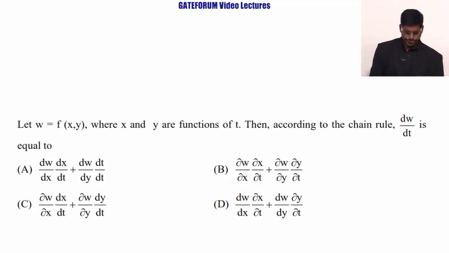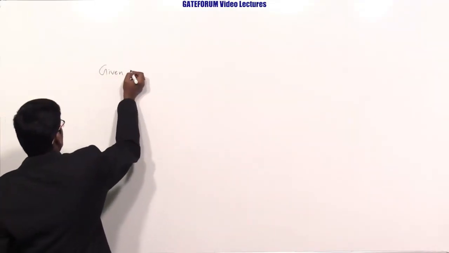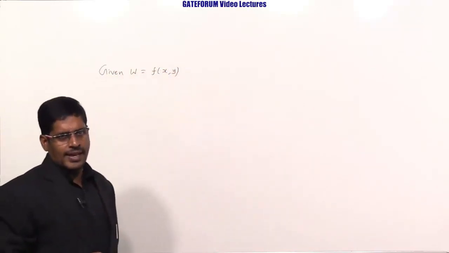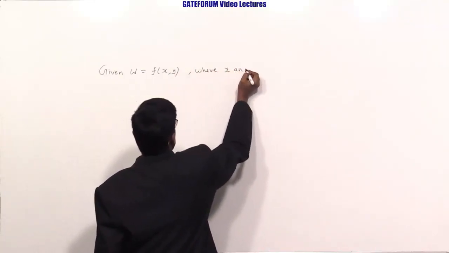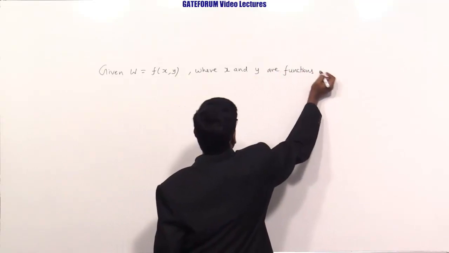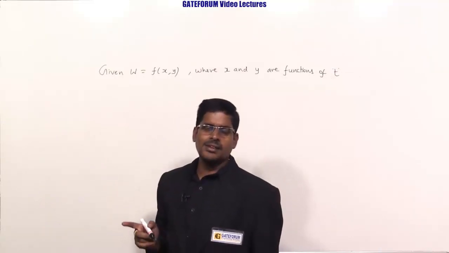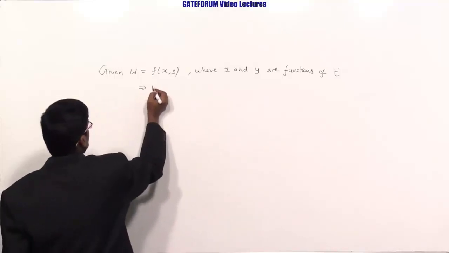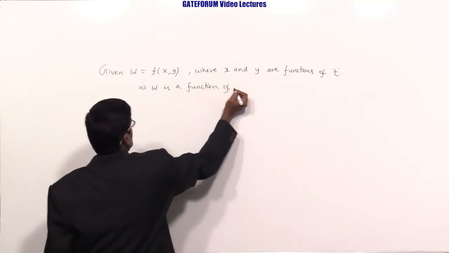The solution is, so given W is equal to f of x comma y, that is W is a function of x and y, where x and y are functions of single variable t. W is a function of two variables, but each x, y variable are functions of single variable t alone. So implies W is a function of t alone.